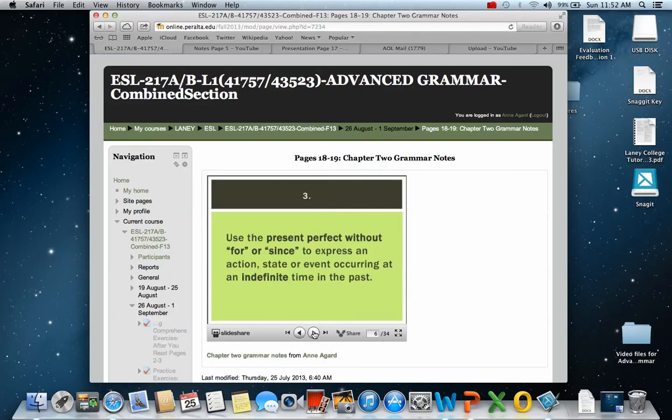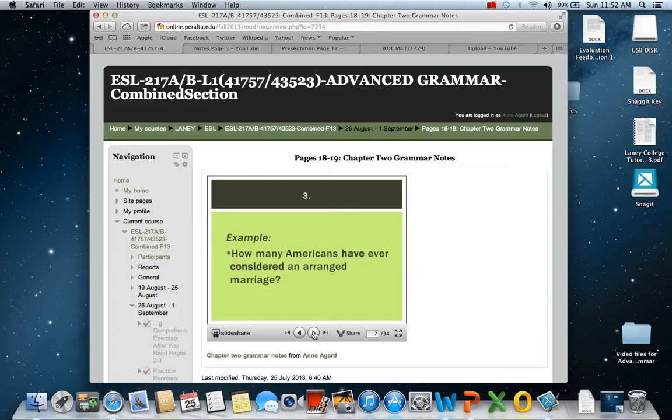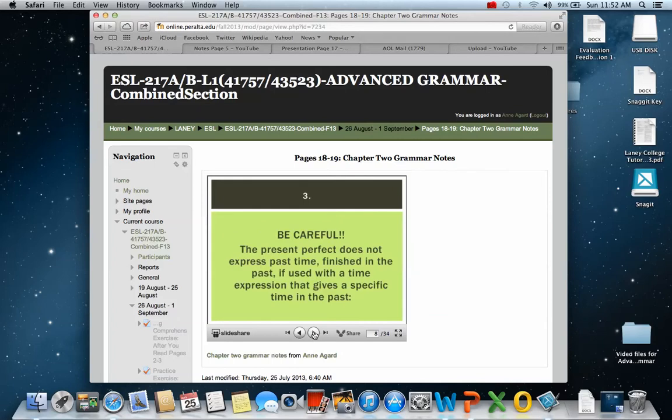We use the present perfect without for or since to express an action, state, or event occurring at an indefinite time in the past. For example, how many Americans have ever considered an arranged marriage? Here I'm talking about something in the past, and because there is no for or since, it's the past and does not continue in the present. When you use the present perfect with for or since, then it is an action beginning in the past, continuing in the present. For example, I have been wanting to get married for 3 years, or she has been married since 1990. And here again, this explains that.